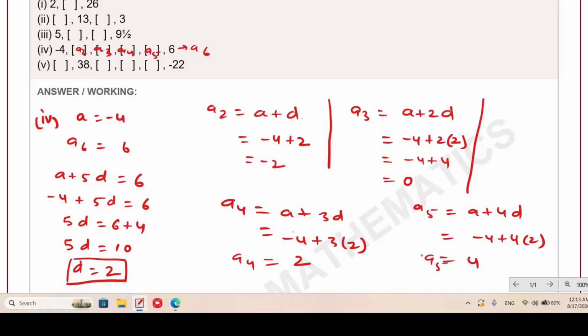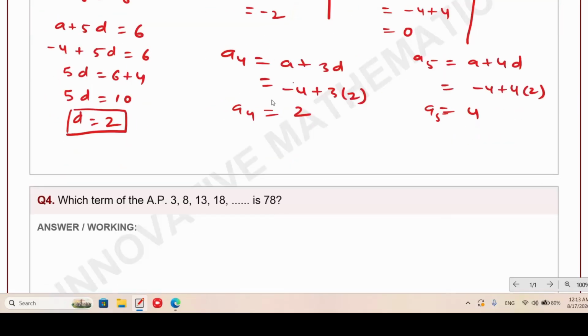So A5 is 4. Means here you will see A1 is -4, A2 is -2, A3 is 0, A4 is 2, A5 is 4. So now see, this is +2, +2, +2, and +2. Correct? Now I hope you understand.